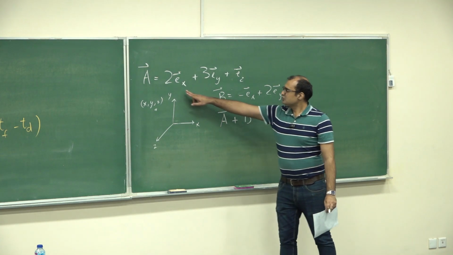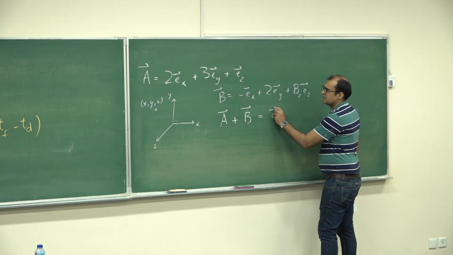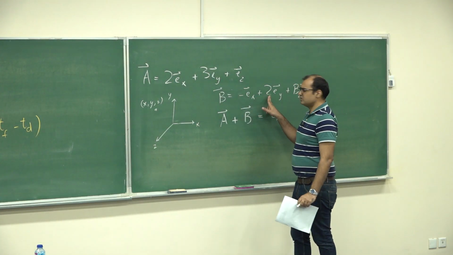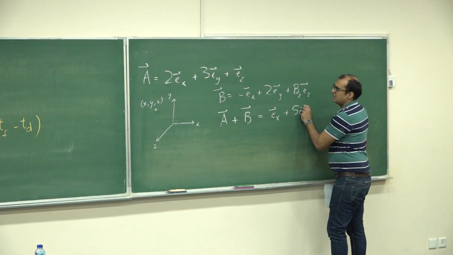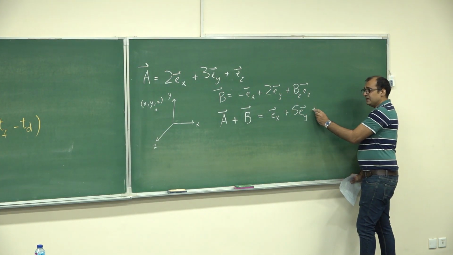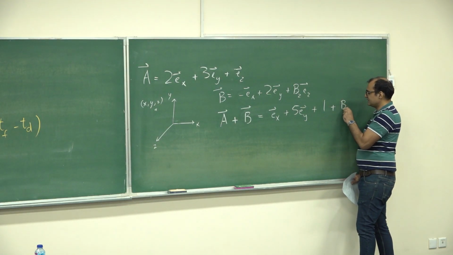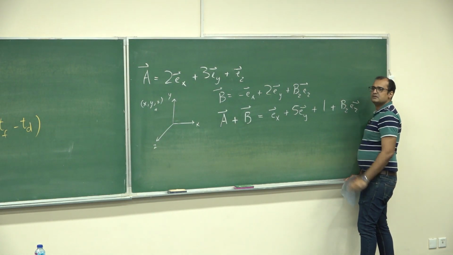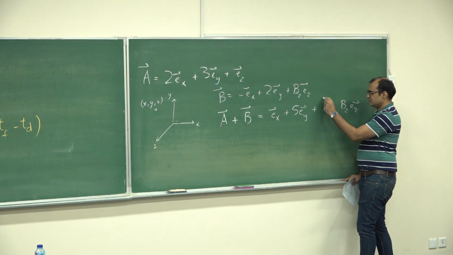So if you add them, you get 2 minus 1, 1. So you just get Ex. 3 plus 2, 5. Very profound things. And 1 plus Bz. Again, be very liberal in your use of brackets. I have seen this too many times to count. Okay, this is nonsense, because what is this plus 1?